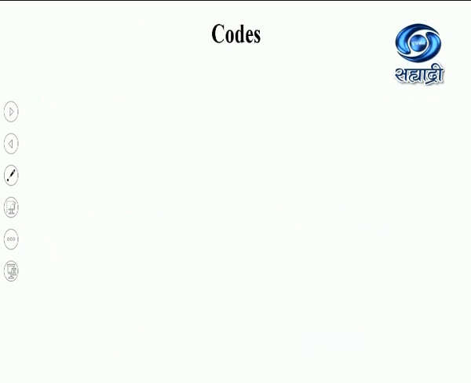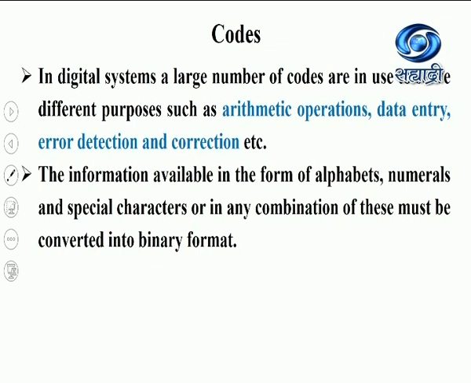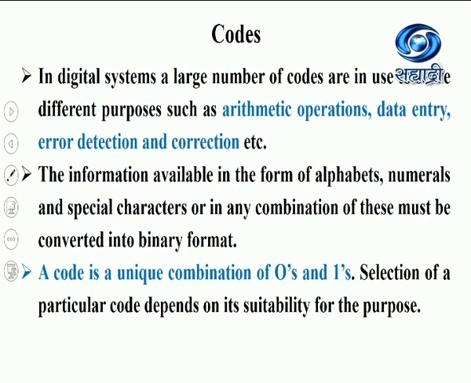Now let us start the next topic, that is codes. In a digital system, a large number of codes are in use to serve different purposes such as arithmetic operations, data entry, error detection and correction, etc. The information available in the form of alphabets, numerals and special characters, or any combination of these, must be converted into binary format. A code is a unique combination of zeros and ones. Selection of a particular code depends on its suitability for the purpose.